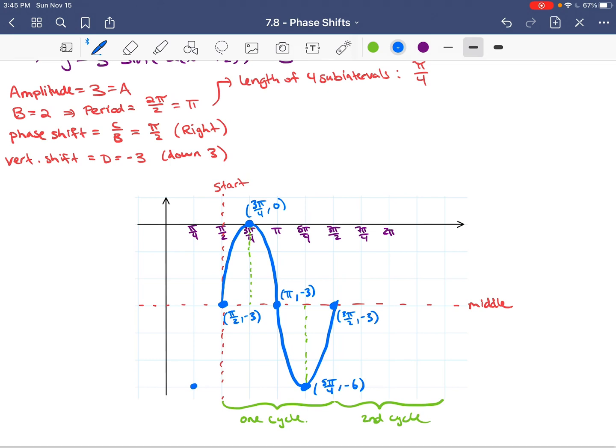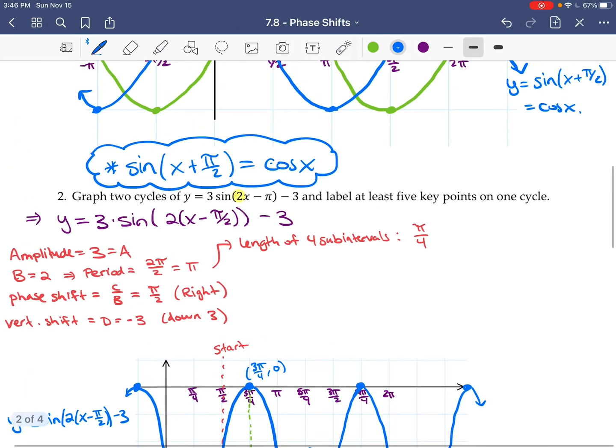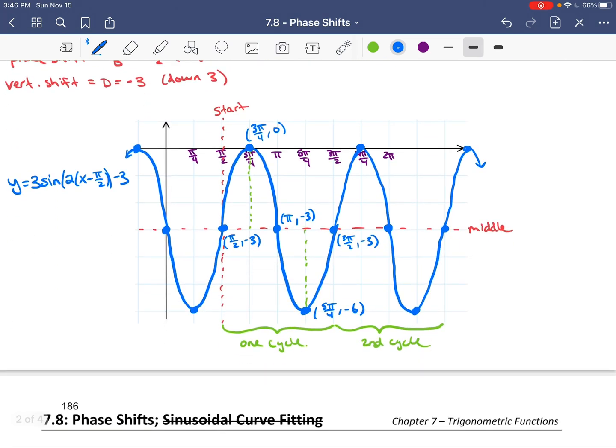So at pi by 4, we're going to be down here, and then back up at the middle, and then up here, if we go that way. That would be continuing in this direction. And if we continue in this direction, we're going to be up here, down here, and then down here, and then back up in the middle. That's our second cycle. And then this one's not really here, but it would be up here by that point, and continue on like that. So that would be the graph. This is y equals 3 sine of 2 times (x minus pi by 2), minus 3. Yeah, that's what it was. So that would be our graph there.